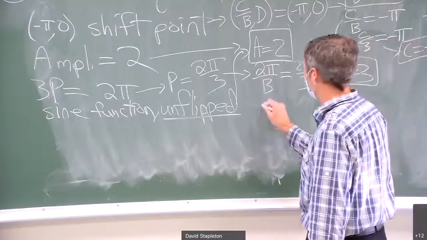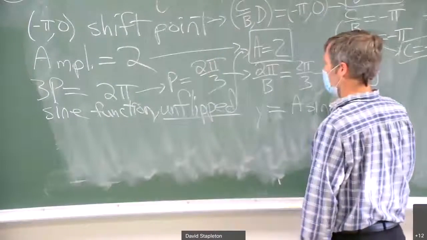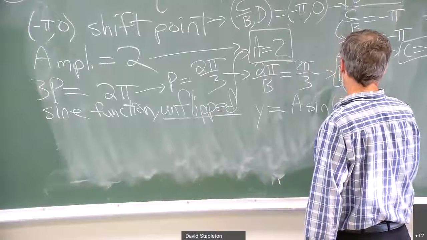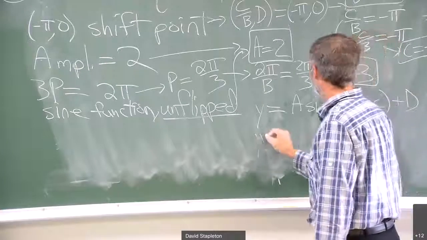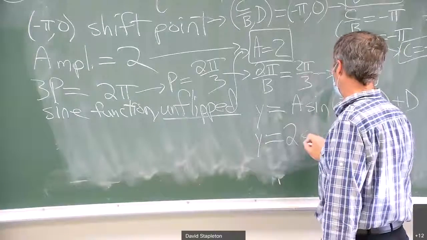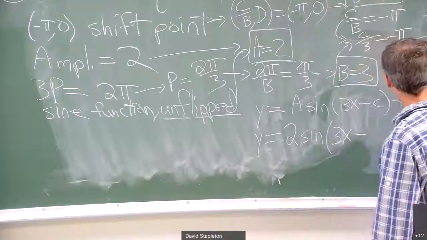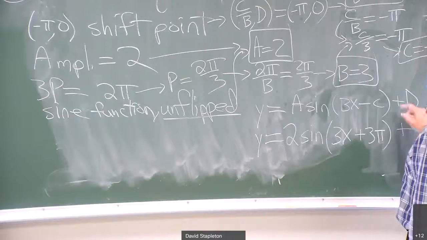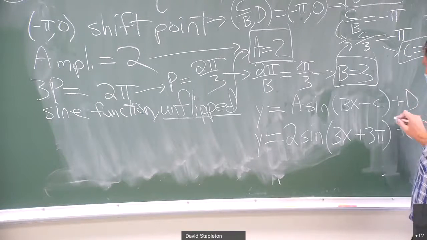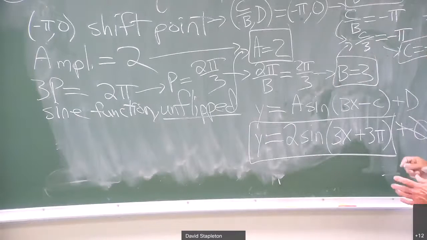I'm done, right? I just wrote y equals a sine, because we said it's a sine function because it goes up through the shift point. Bx minus c plus D, so it's y equals, let's see, A was 2, sine bx will be 3x, minus c, a minus 3 pi becomes plus 3 pi, plus D is 0. There it is, and we can say, here is a perfectly good answer. And it's not the same one that's on the answer sheet, that's okay. It actually gives you the same graph.